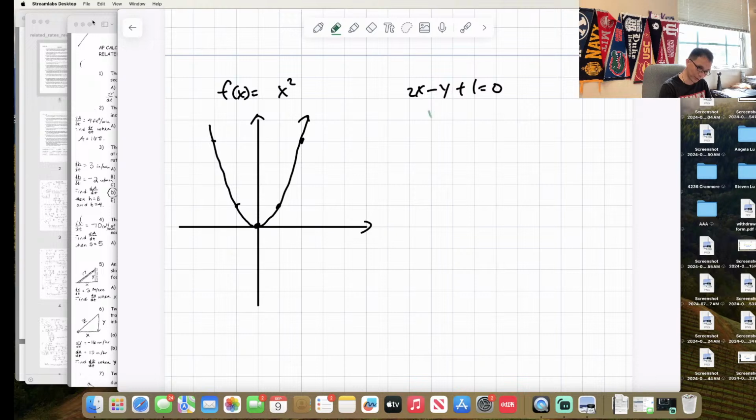We're going to solve for y, so it's y equal to 2x plus 1. It's going to be right here, parallel to this one. The tangent line is more likely to be on the right hand side of the graph rather than the left hand side, because on the right hand side you're going to have some type of positive slope.